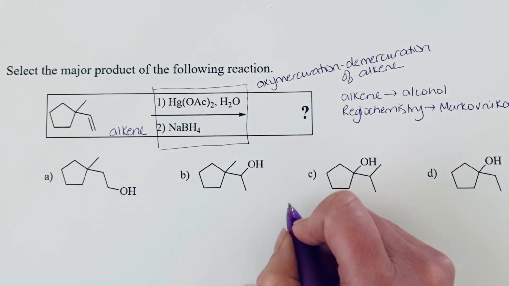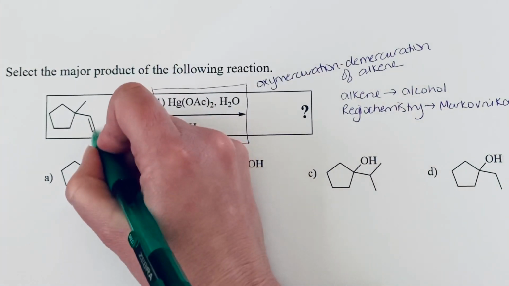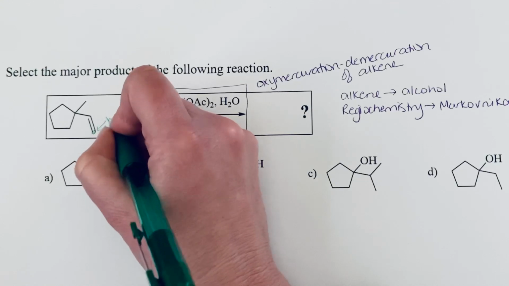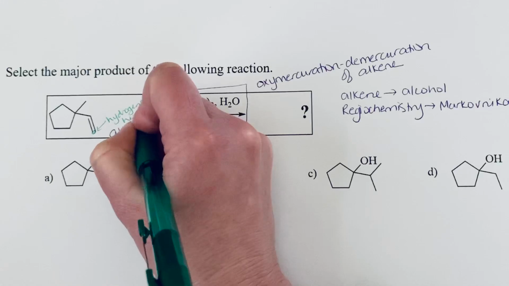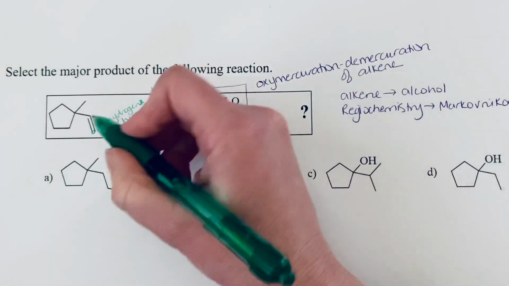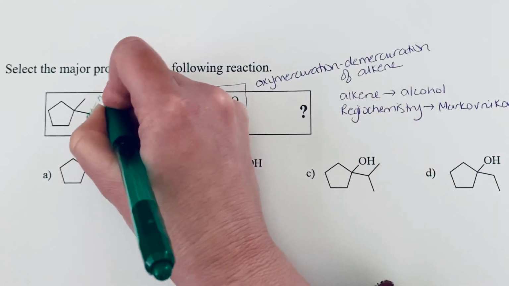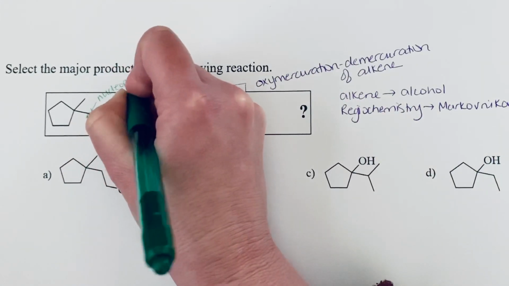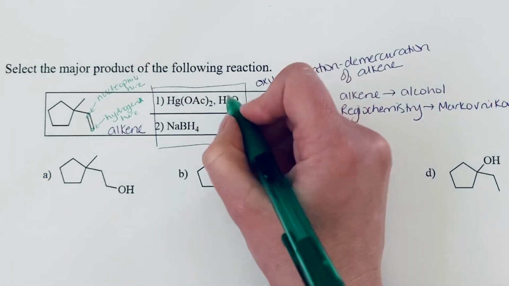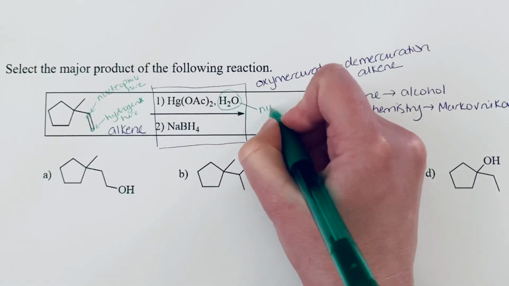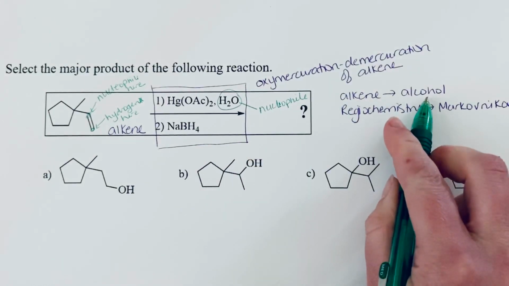And Markovnikov's rule tells us that the hydrogen atom adds to the least substituted carbon atom of the alkene, and the more substituted carbon atom of the alkene is where our nucleophile adds. The nucleophile in the case of this reaction is the water. And it is this water that makes our product an alcohol.